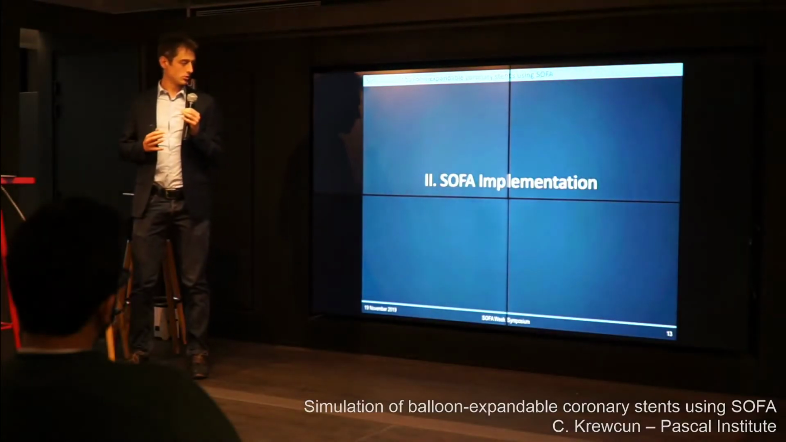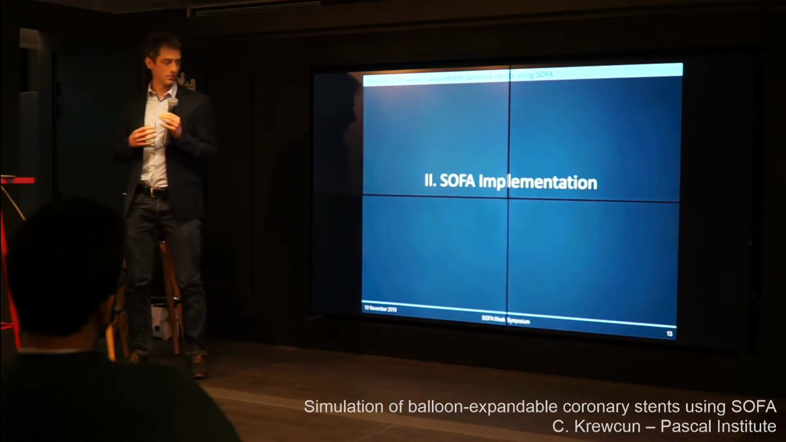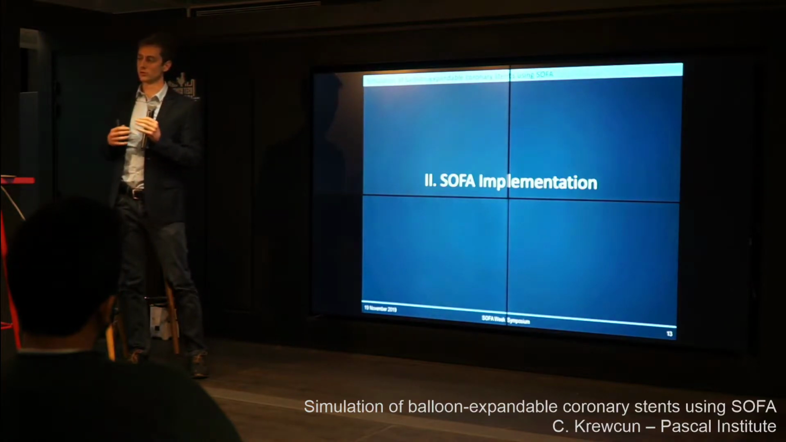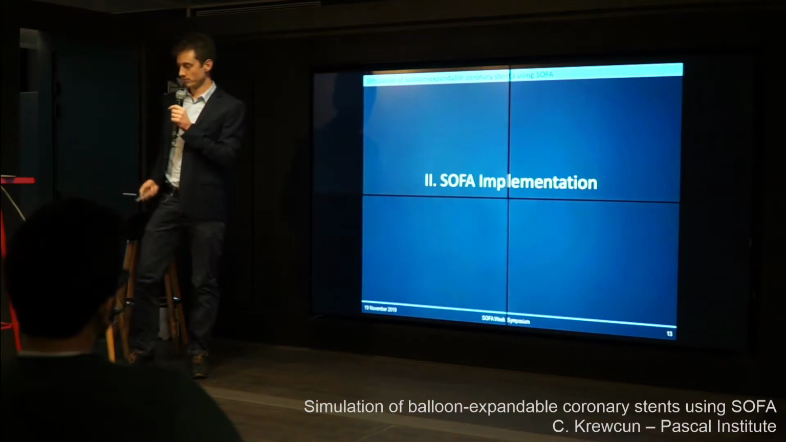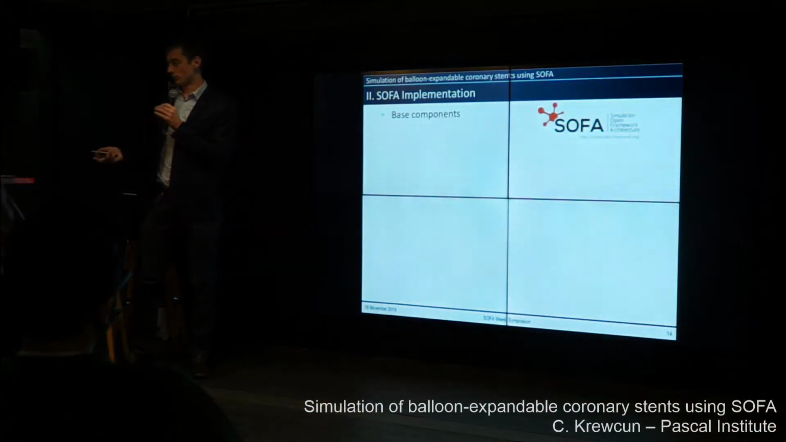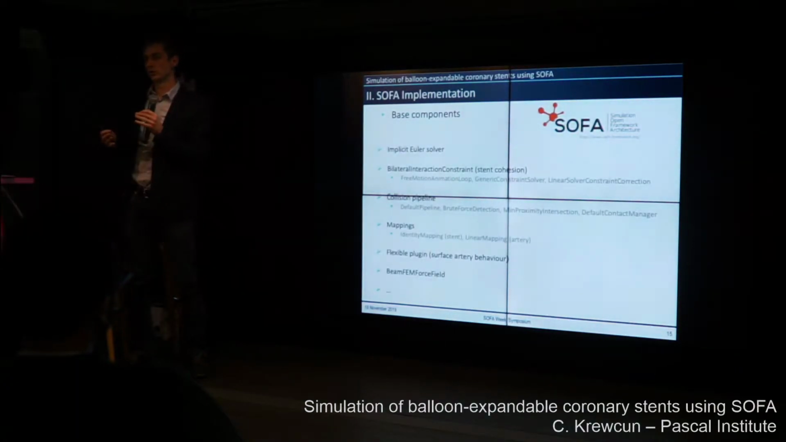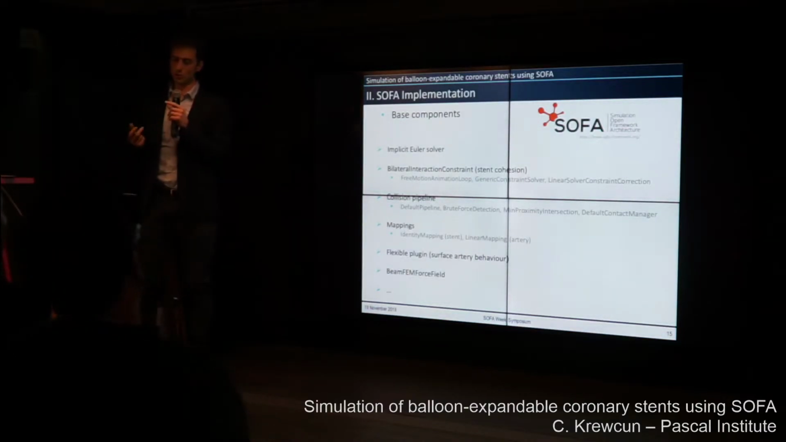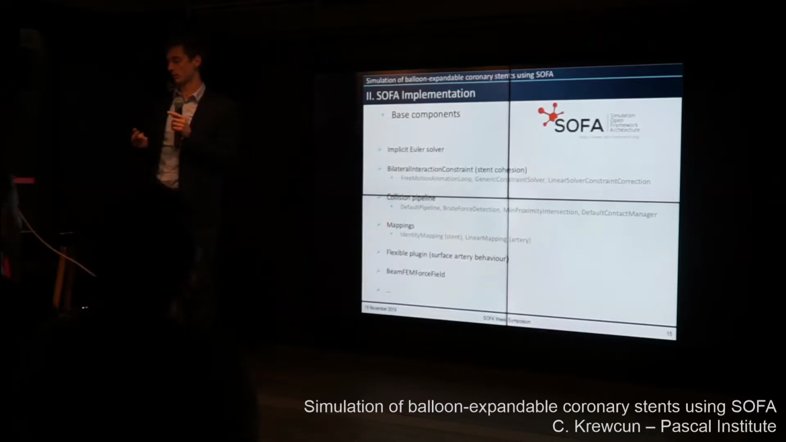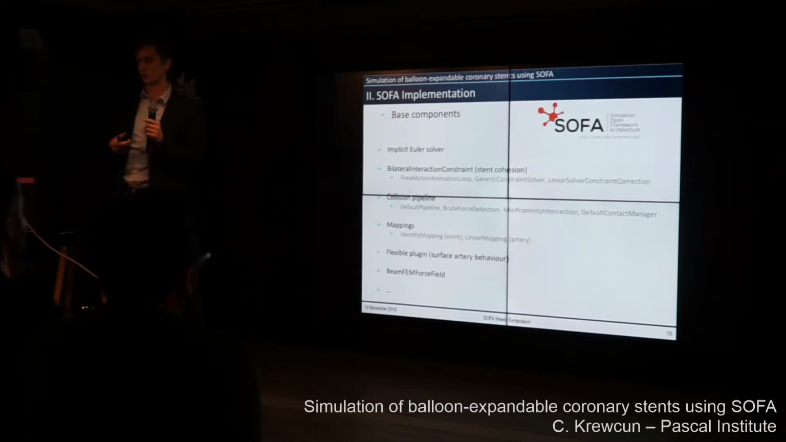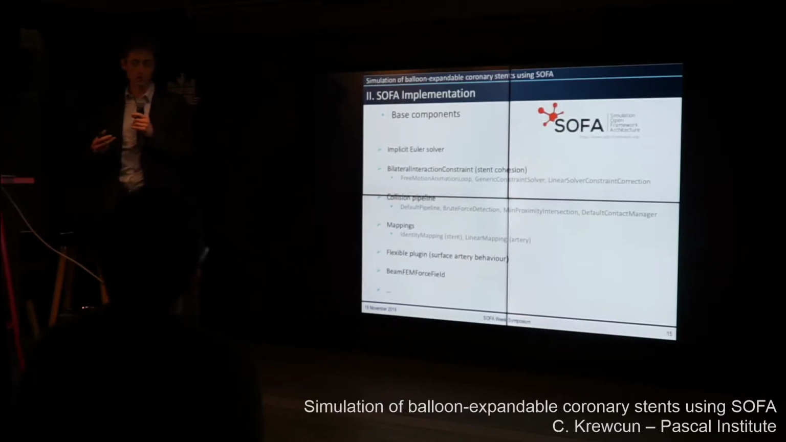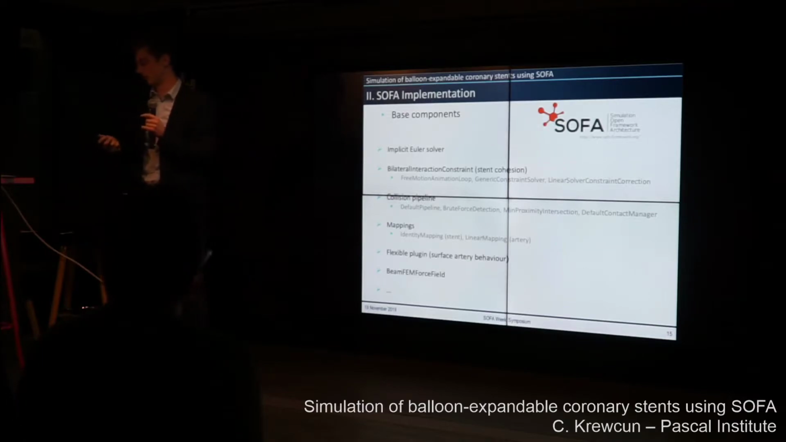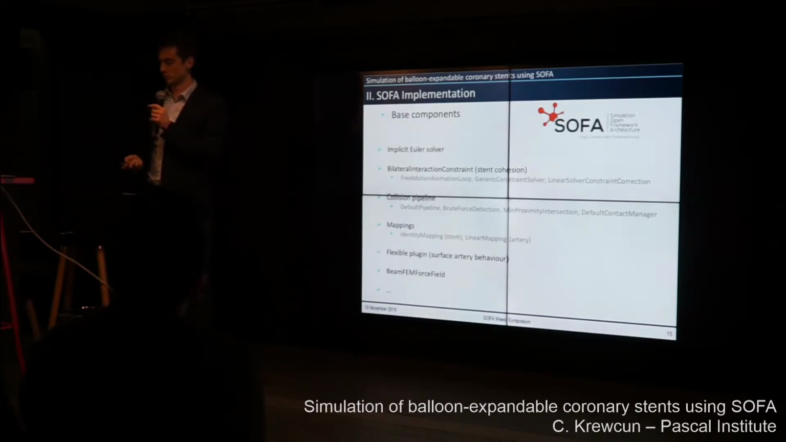So now I'm not going to give much detail about our methodology, but I'm rather going to focus on the way we used SOFA in the implementation of this simulation. So first, very briefly, we use a lot of SOFA components without any modification. This includes solvers, the use of constraints, of the collision pipeline, of mappings, of the Flexible plugin for the behavior of the artery. So this is really interesting because we could use them very easily and it saved us a tremendous amount of time.